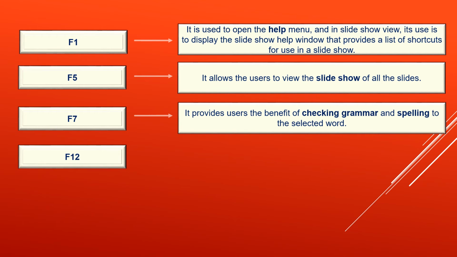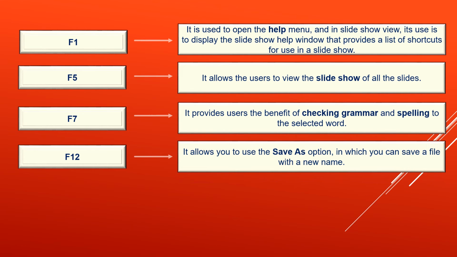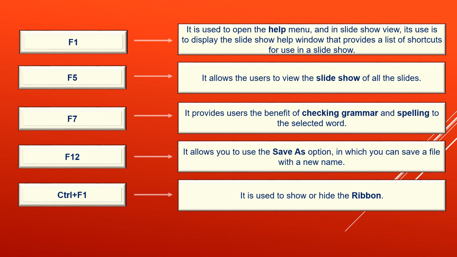F12. It allows you to use the Save As option, in which you can save a file with a new name. Ctrl plus F1. It is used to show or hide the ribbon.